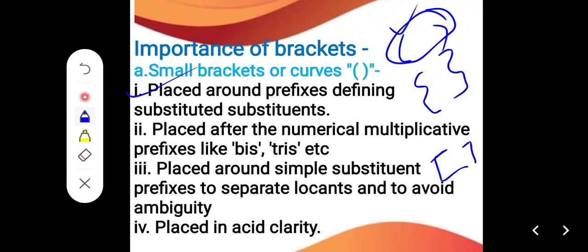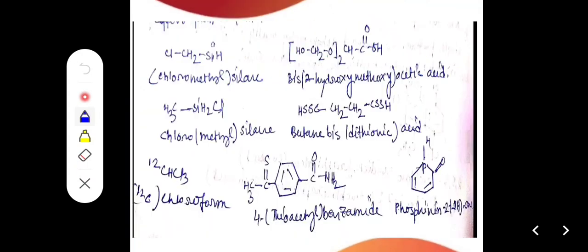So there are four cases in general: placed around prefixes defining substituted substituents, placed after the numerical multiplicative prefixes like bis, etc., placed around simple substituent prefixes to separate out locants and to avoid ambiguity, and placed in acids for clarity. So there are many examples.